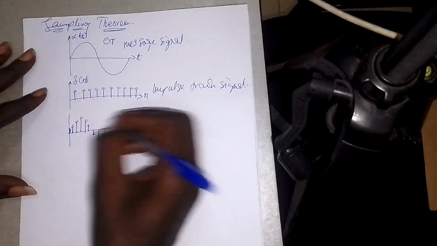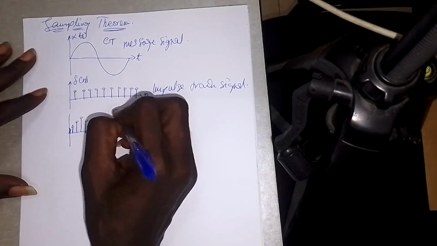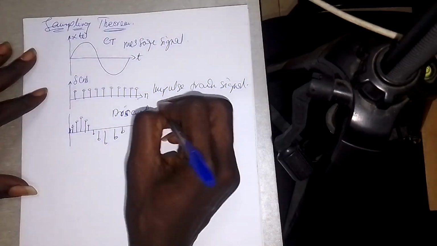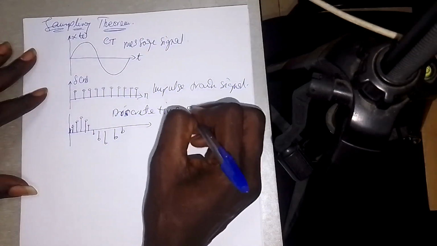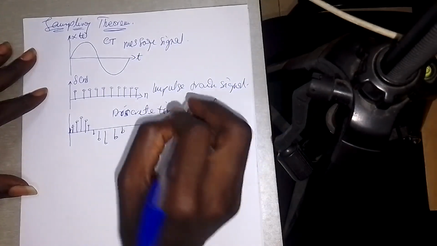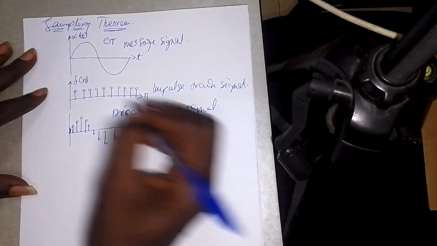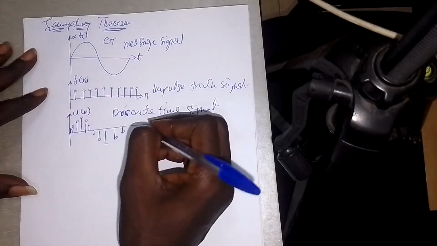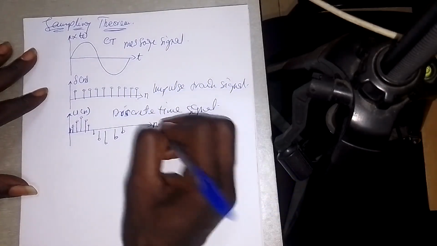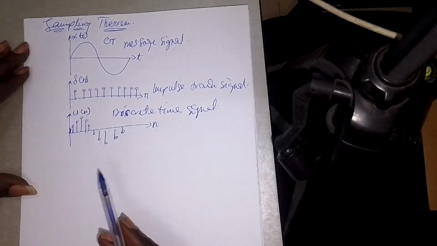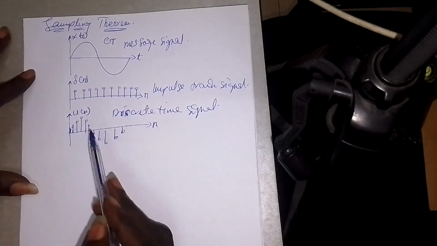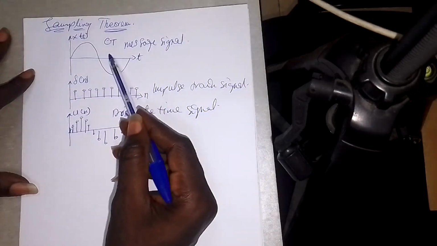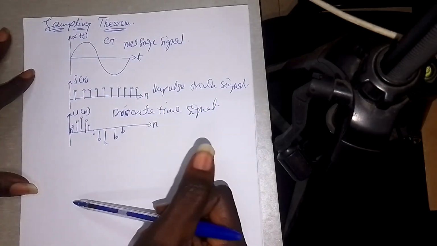Now you see that this one is a discrete time signal. Let's see, here is u of n, and here you have n. You see that this particular signal is defined only at discrete instances of time. So if you multiply the message signal and your impulse train, you get the discrete time signal.